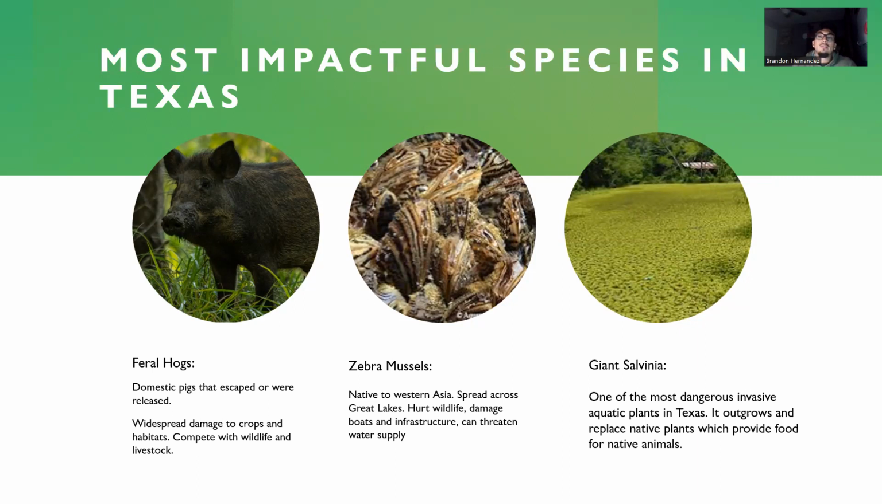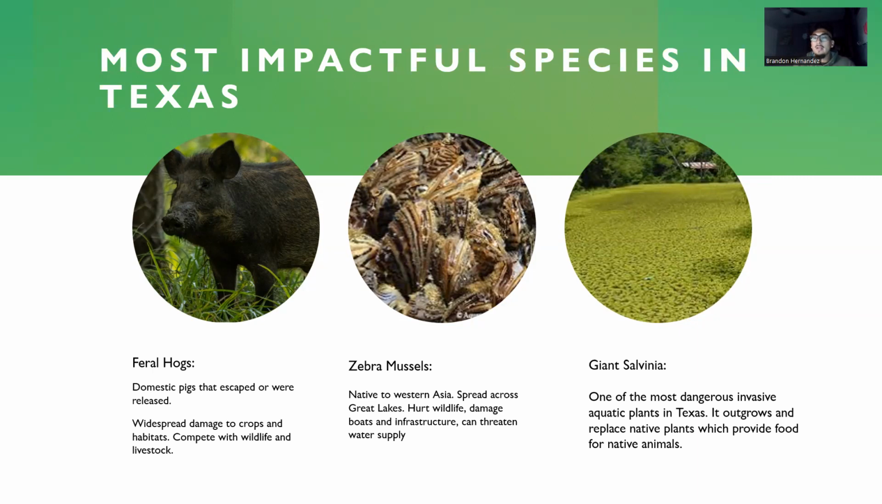It grows and replaces native plants, which provide food for native animals. So instead of just outright destroying the ecosystem or destroying the other plants itself, it kind of nudges the other plants away and makes their own.